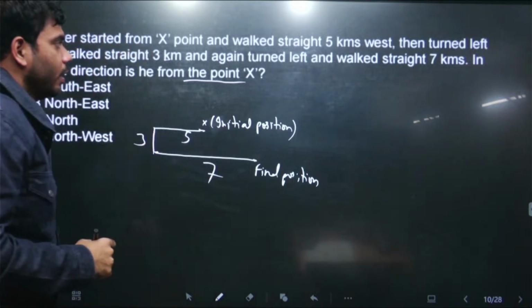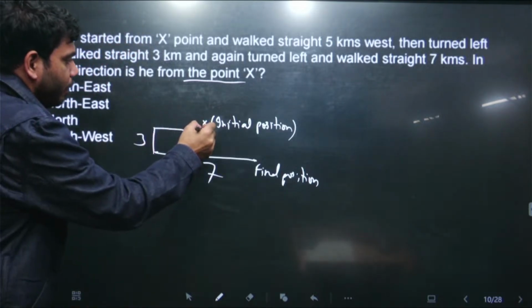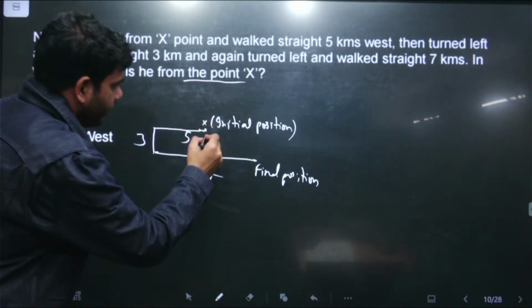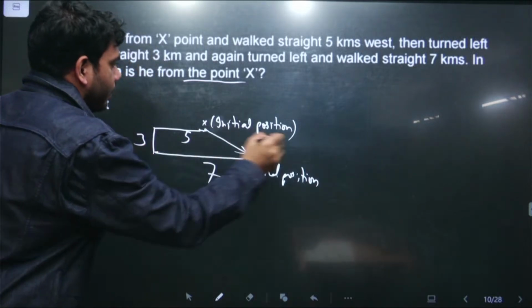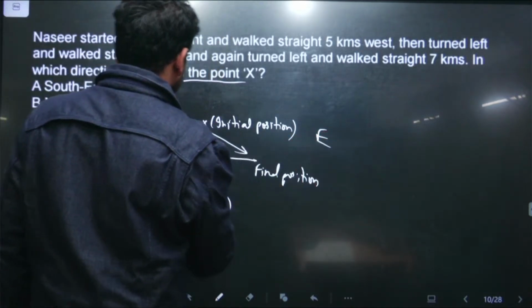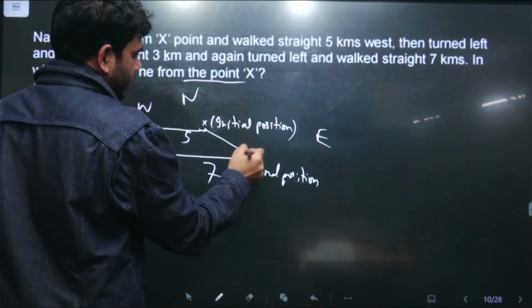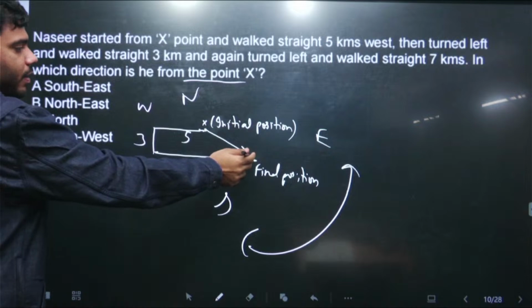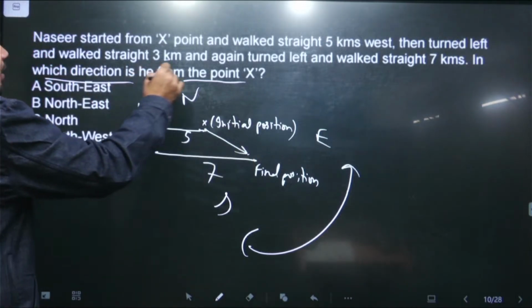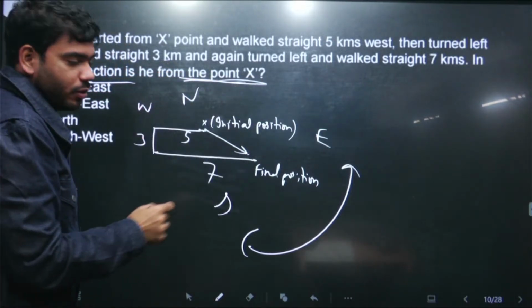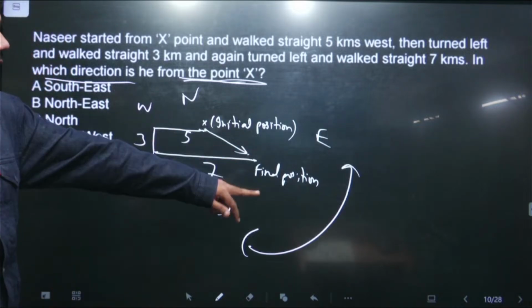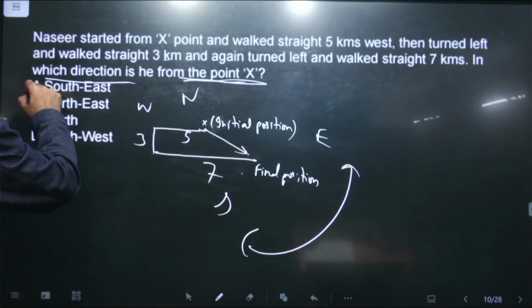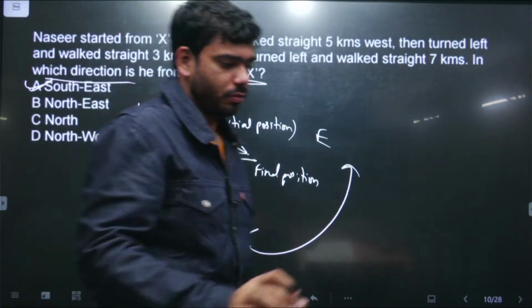ये हो गया. Then compared to the starting point where he finally is, मतलब we need to find this direction, right? This is east and this is south, this is west and this is north. So clearly this direction is southeast. इस direction में देखना. From the starting point where the final point is. ये लिखा हुआ है in which direction he is from the starting point X. So compared to the starting point X, now he is in southeast direction, right? ये वाली direction. So this is the answer.